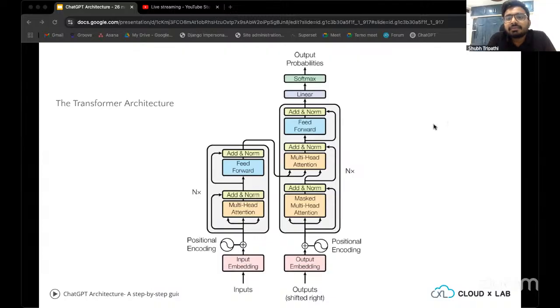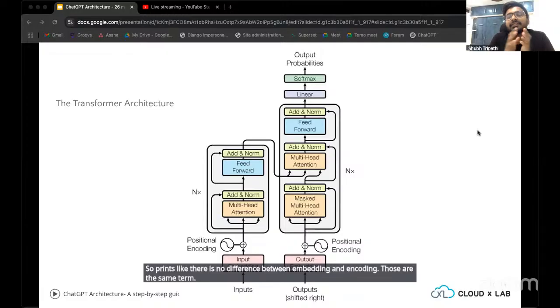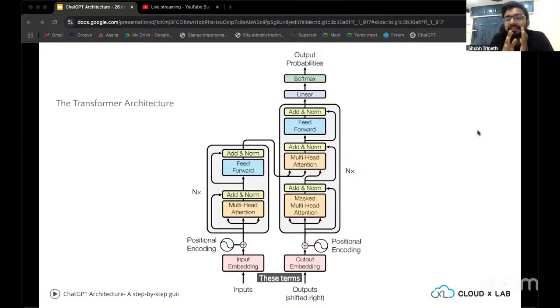So Prince, there is no difference between embedding and encoding. Those are the same term. These terms are used interchangeably in the ML domain.